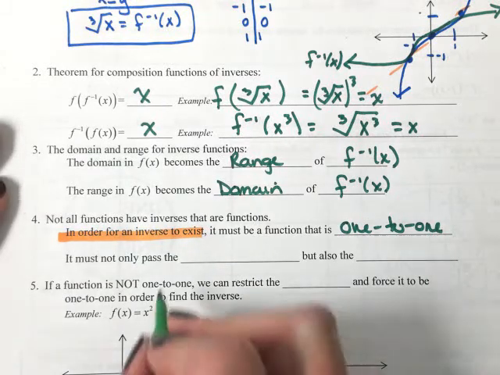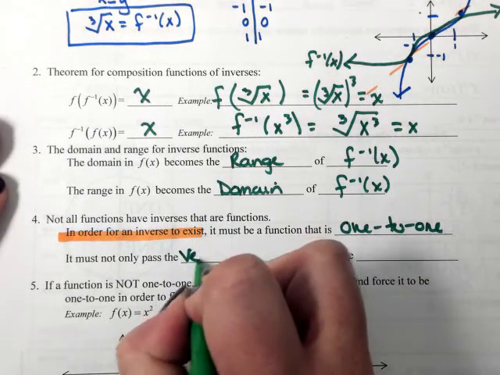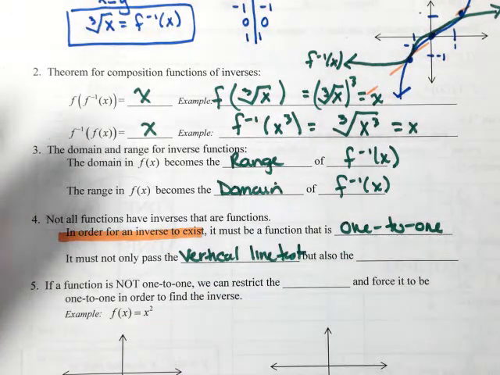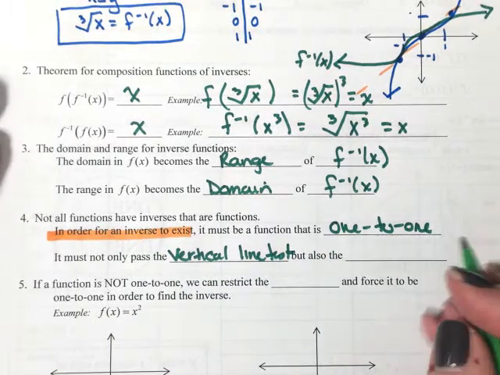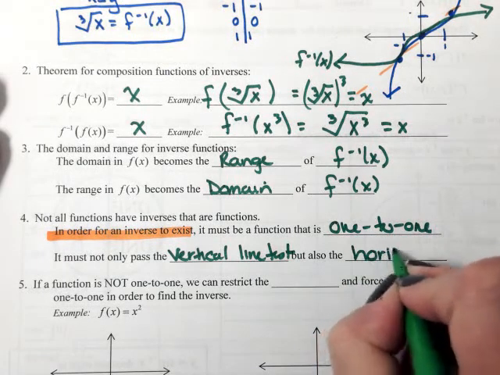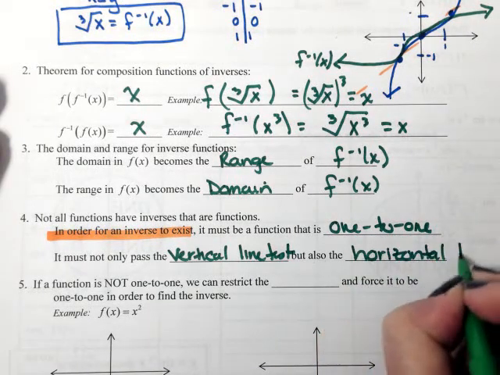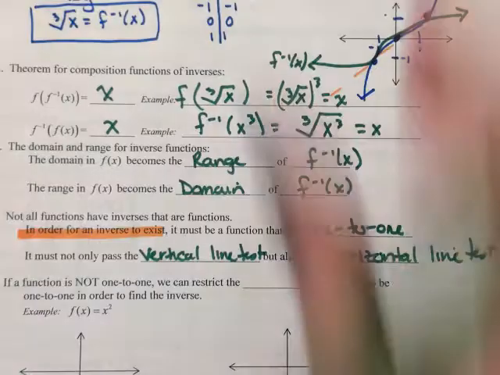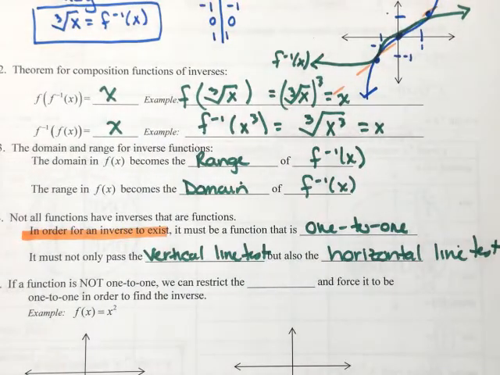What that means is it not only has to pass the vertical line test, in other words, to make sure it's actually a function, but it also has to pass the horizontal line test. The horizontal line test is what you use on a function to show that none of your y values repeat. The horizontal line can only intersect a graph one time in order for a graph to be 1 to 1.